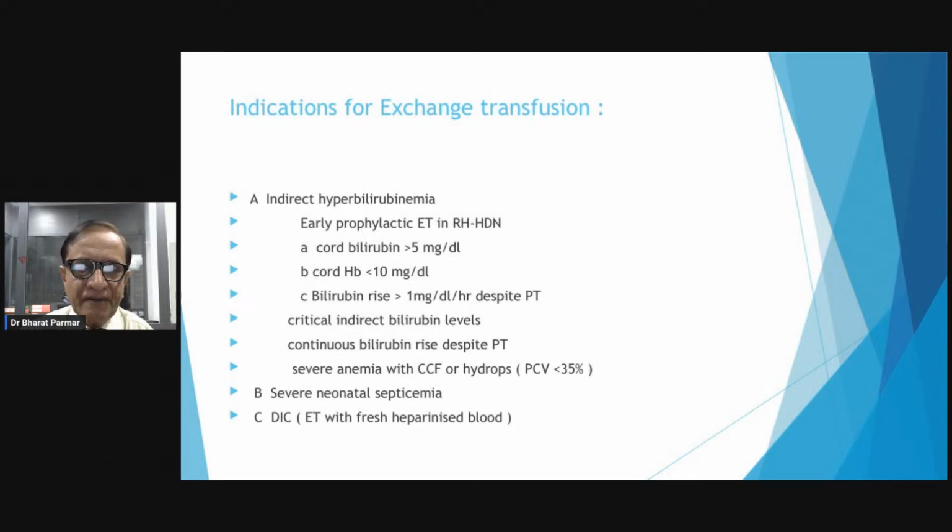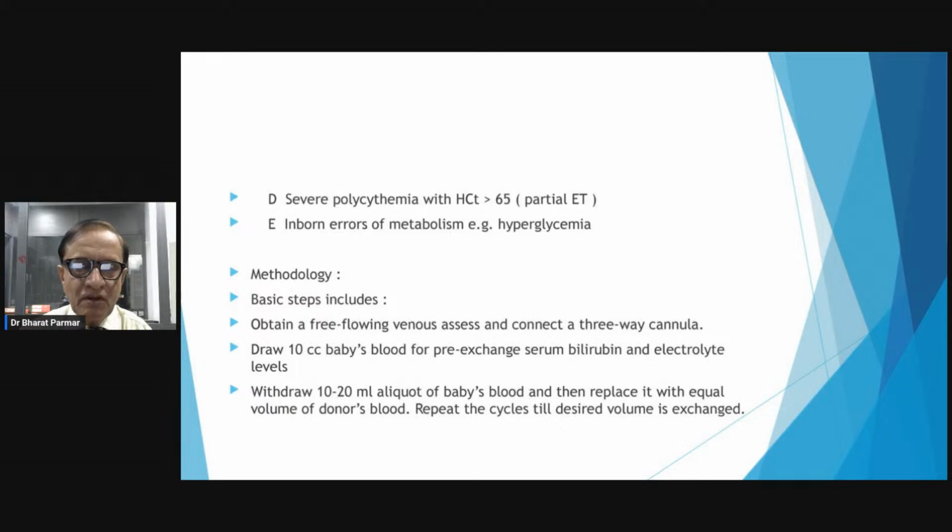When there is severe neonatal septicemia, it is an indication of exchange transfusion. When there is a baby with disseminated intravascular coagulation, give exchange transfusion with fresh heparinized blood. So these are the indications of exchange transfusion. Also, in case of severe polycythemia with hematocrit more than 65, give partial exchange transfusion. When there is an inborn error of metabolism with hyperammonemia, it is an indication of exchange transfusion.